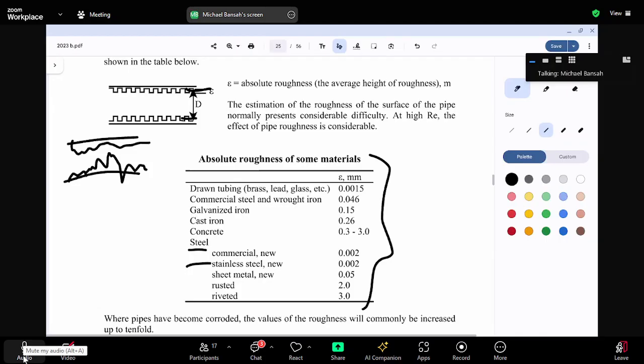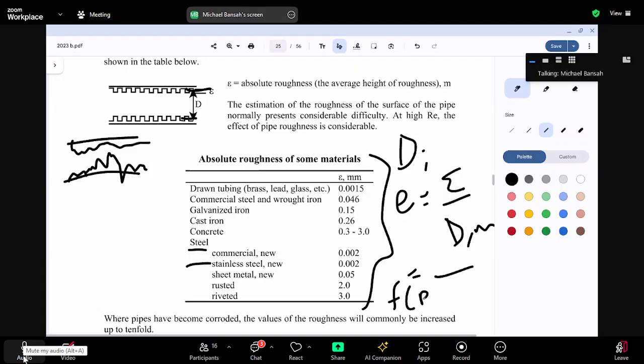When you get the right absolute roughness, remember the unit is in millimeters. So when you are given your diameter, sometimes it will be in millimeters. Don't change it yet. Although later you will change it, leave it in millimeter. Calculate the relative roughness, which is the absolute roughness over the diameter in millimeter. Then whatever value you get will become what you need to read your Darcy's friction factor after calculating your Reynolds number. This is very important because this will be what we'll be reading from the Moody chart.